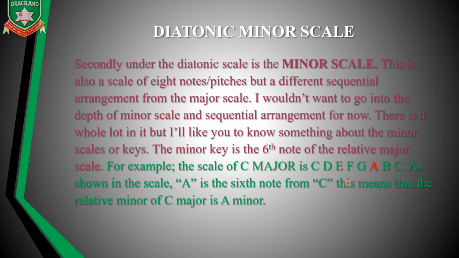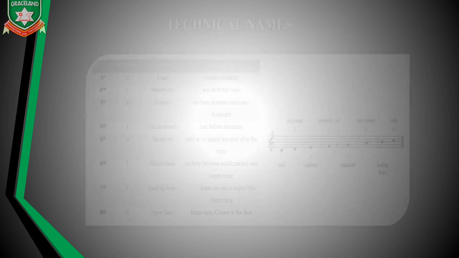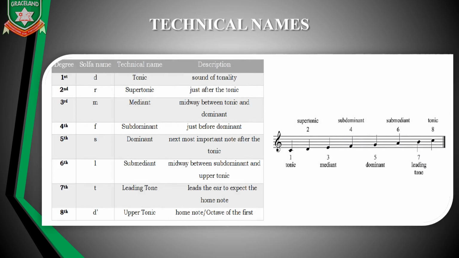Therefore, we can conclude by saying the relative minor of C major, maybe the younger brother, so to say, is A minor. Stay with that only. We'll learn other ones later. The relative minor of C major is A minor. So C major, the younger brother, or the relative minor, is A minor. Straightforward and very easy. Then quickly, lastly, we'll now talk about technical names.